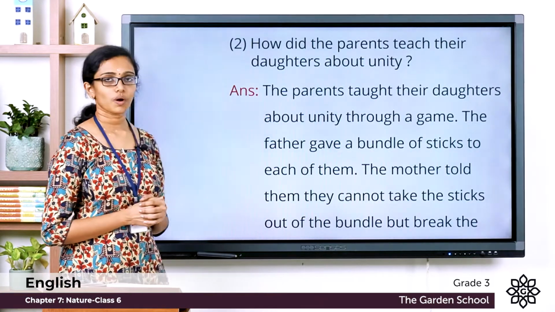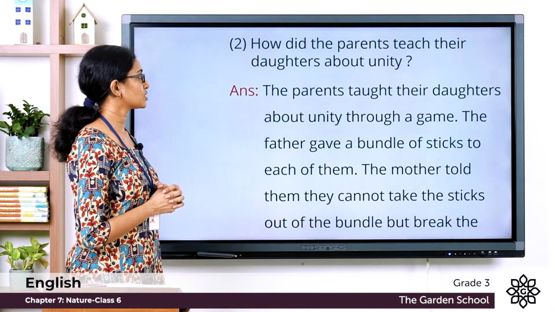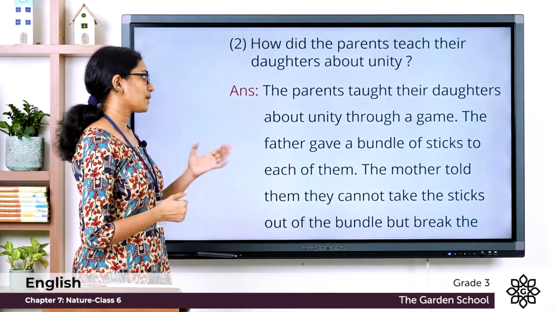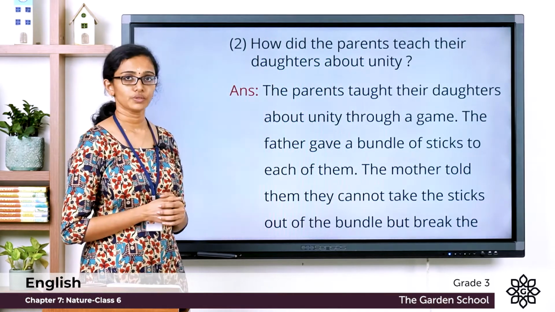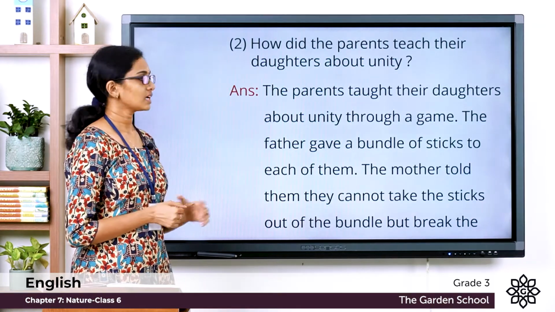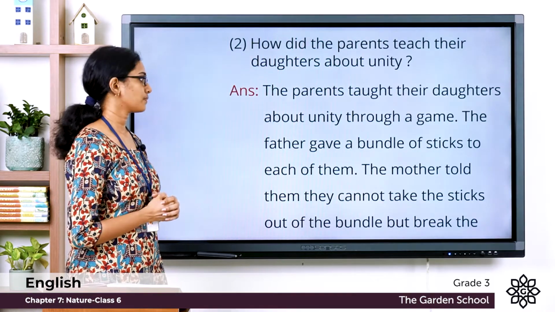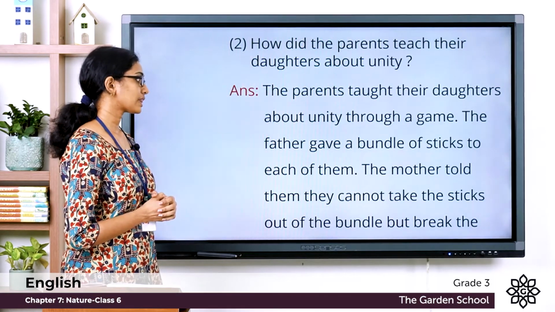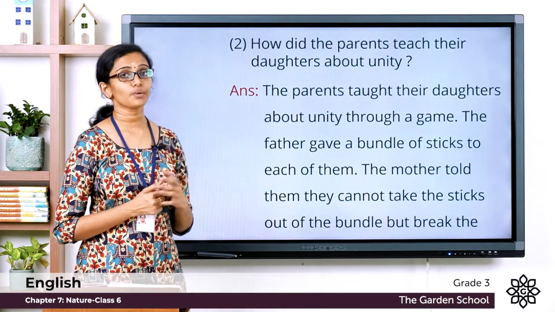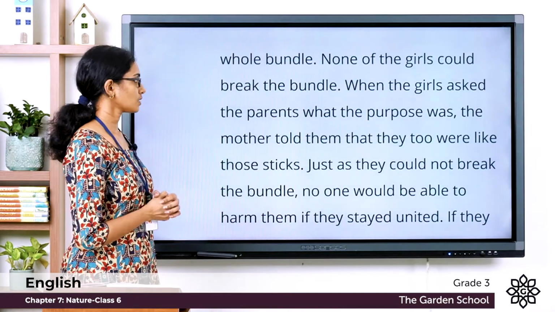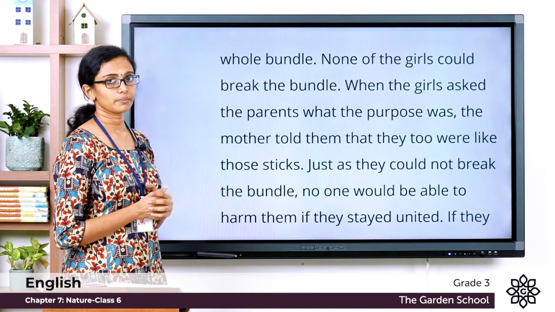Now, let's see the next one. How did the parents teach their daughters about unity? The parents taught their daughters about unity through a game. The father gave a bundle of sticks to each one of them. The mother told them they cannot take the sticks out of the bundle but break the whole bundle. None of the girls could break the bundle.